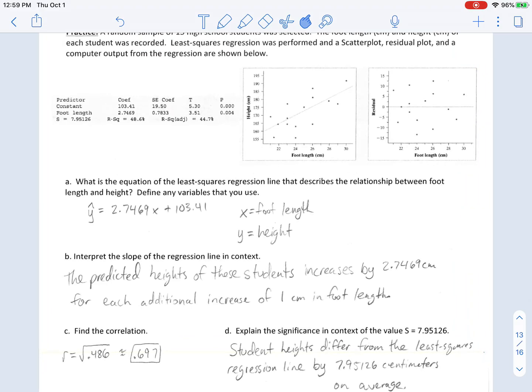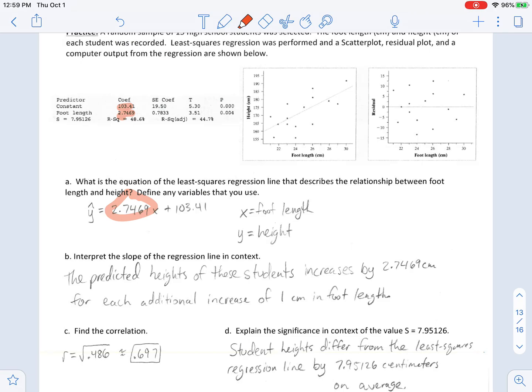Got a lot going on here. We got a computer output, we got the regression equation, well technically it's a regression equation in the output, we have the scatter plot, we have the residual, a lot of stuff going on. What's the equation of least squares? That comes straight from this guy right here. Remember y hat, don't forget y hat. Interpret slope, we did that a million times. That's that guy right there.